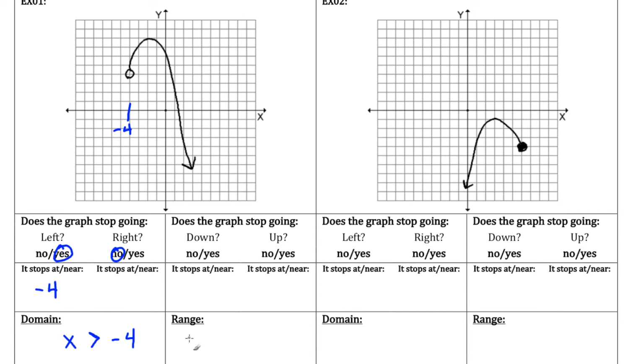So let's look at the range. The range measures how far up and down we go. Does the graph stop going down? Does it have a lower limit? No. Does it stop going up, or does it have an upper limit? Yeah, it has an upper limit. It is at 1, 2, 3, 4, 5, 6, 7, 8. Right here is the highest it goes. Yes, it stops going up at 8.